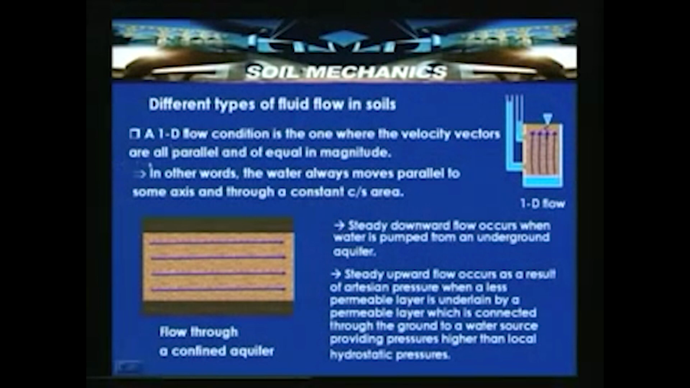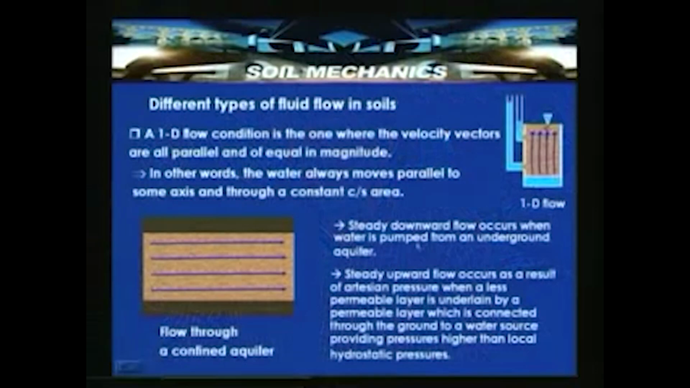A 1-dimensional flow condition is the one where the velocity vectors are parallel and equal in magnitude. Say the flow is occurring with a head loss from point 1 to point 2. This is the flow direction. In other words, the water always moves parallel to some axis and through a constant cross-section area. So, this is said to be 1-dimensional flow.